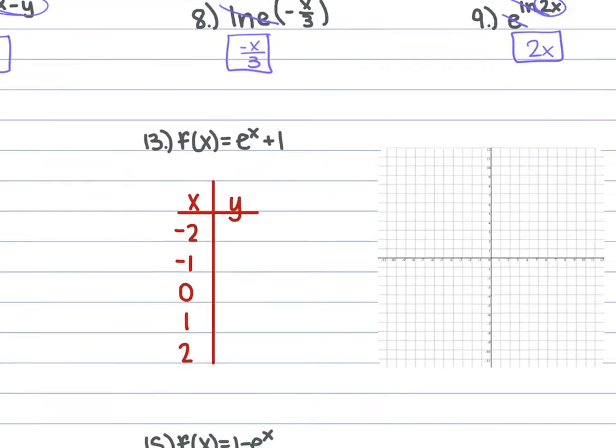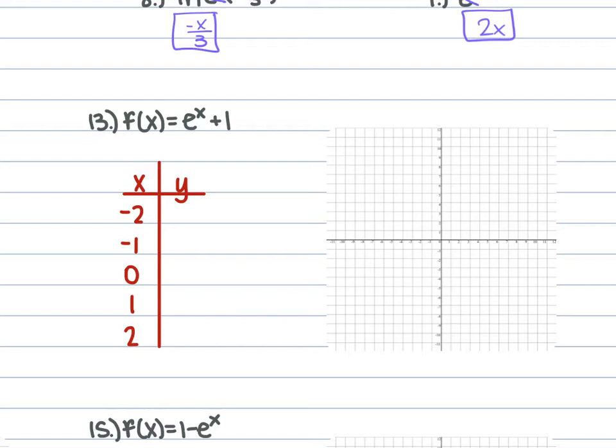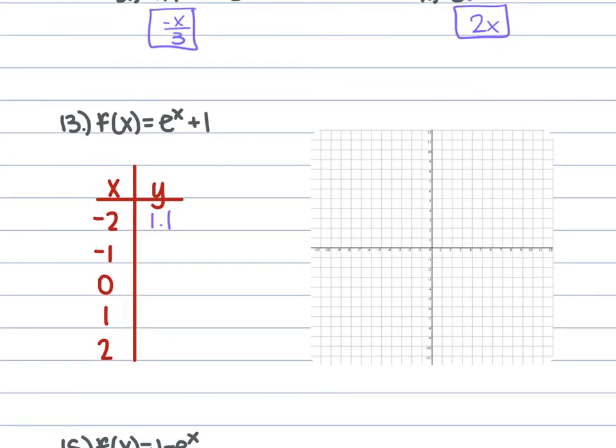For 13, we're going back to graphing. We have f of x is equal to e to the power of x plus 1. So this is e to the power of negative 2 plus 1. That's going to give us 1.1. So negative 2, 1.1.